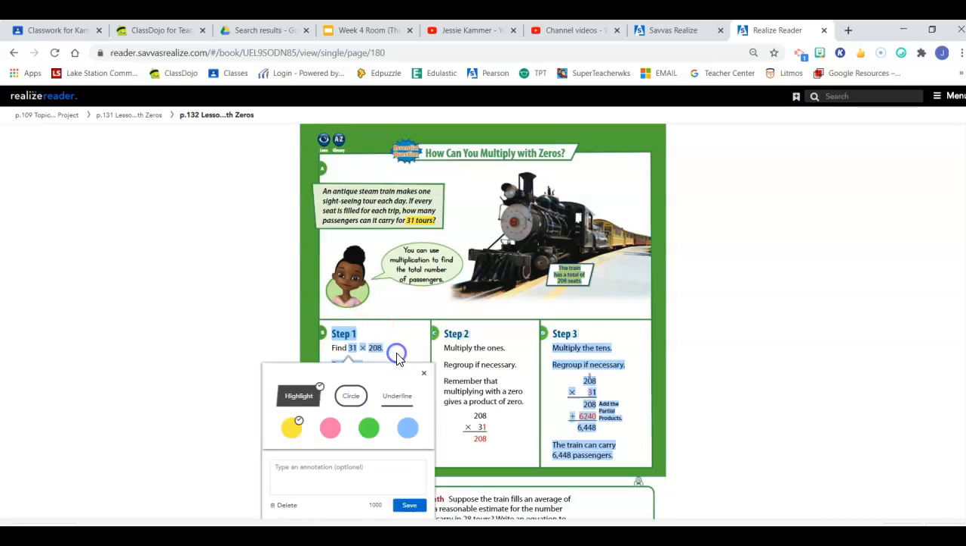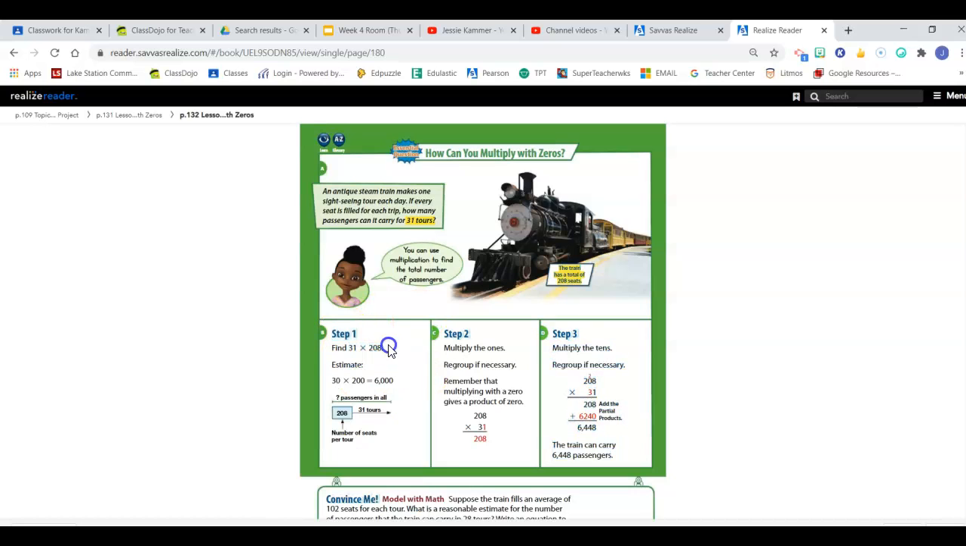Step 1, you are multiplying 31 times 208. Okay, they have you estimating. You don't have to estimate if you don't want to. I'm okay with skipping to step 2 here. Multiply the ones digit, which is what we did yesterday. So regroup if you have to, carry over if you need to.